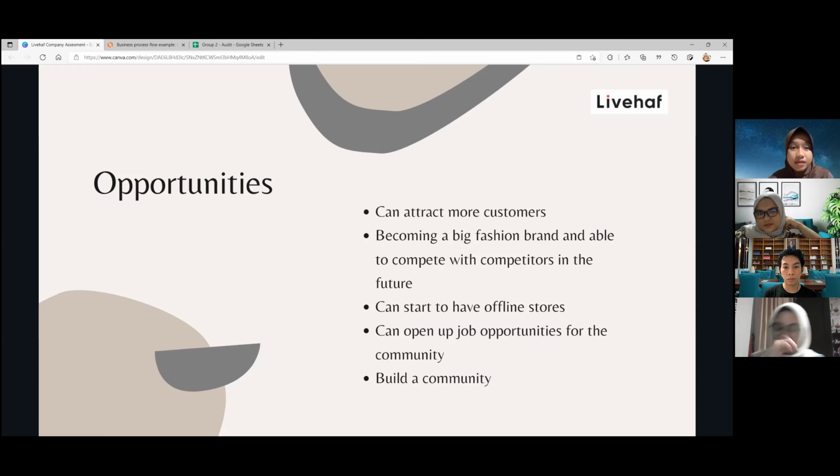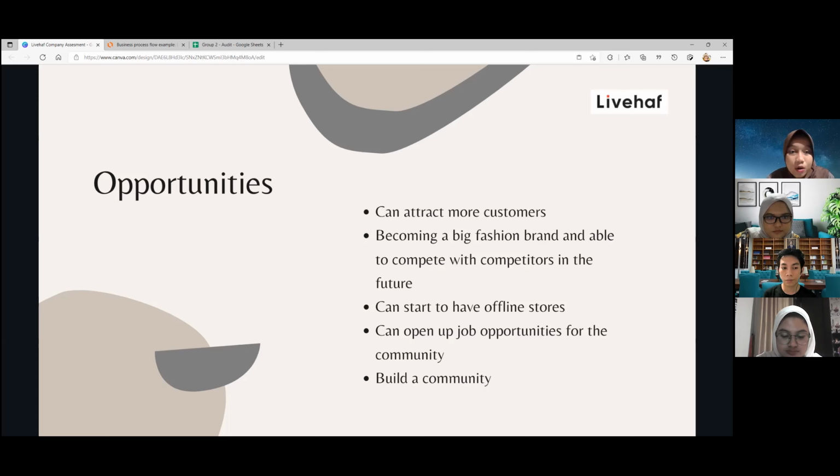The second one is becoming a big fashion brand and being able to compete with competitors in the future, because the products that they make have a quality as good as other big brands, since they use the same confection that also produces foreign products. And then next, Livehaf is already a known brand for some people. So Livehaf should start to have an offline store, and customers prefer offline stores because it tends to be easier to see the quality of the material and its size.